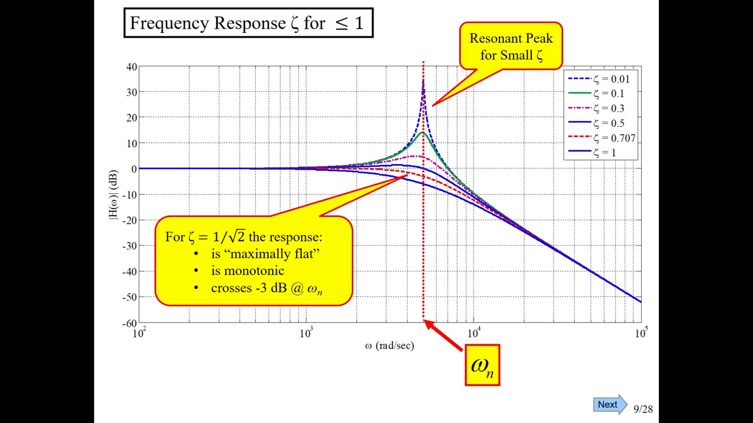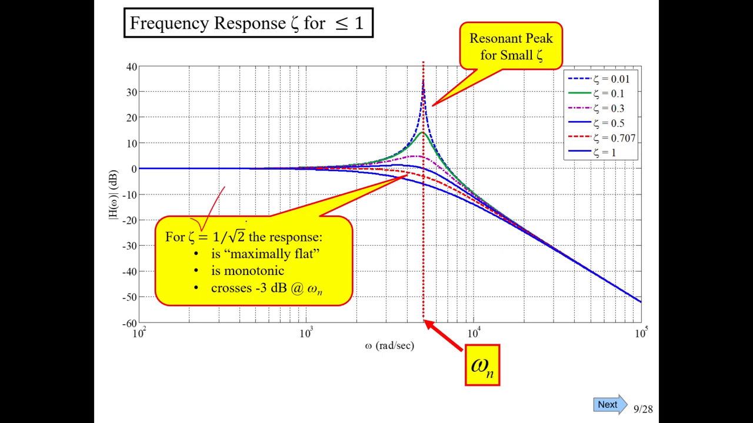And even for the zeta equal to 0.5 case, you see the peak happening quite a bit away from the omega sub n. But really the peak is not very pronounced for that case. Okay, but for the most part, for small zeta, we can say the resonant peak is essentially at omega sub n. And then I showed 2 other cases here, 0.707 and zeta equal to 1. So remember, zeta equal to 1 was the repeated roots case. So we're only looking at one case for the repeated roots.